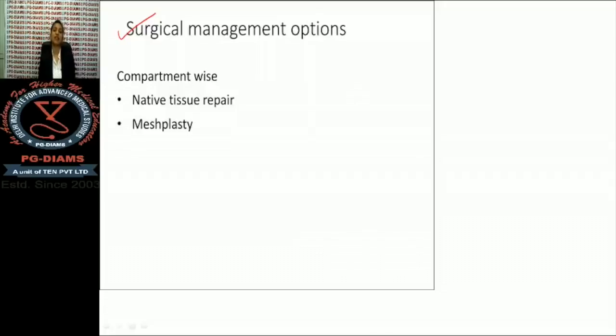Apart from that, for each compartment you have native tissue repair and then you have mesh plasty. Native tissue repair is whatever strong structures you're left with, you will stitch them together and this will push the pelvic organs up. The other is mesh plasty. At the interface, you will put a mesh. In the body, there will be inflammatory reactions to the mesh, there will be fibrosis around the mesh and there will be strengthening of the structure. That's the principle of mesh plasty.